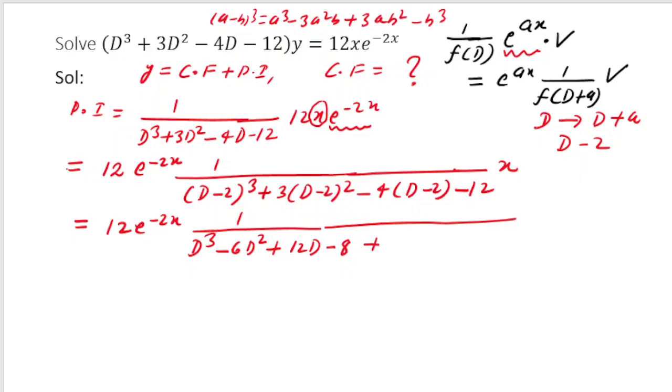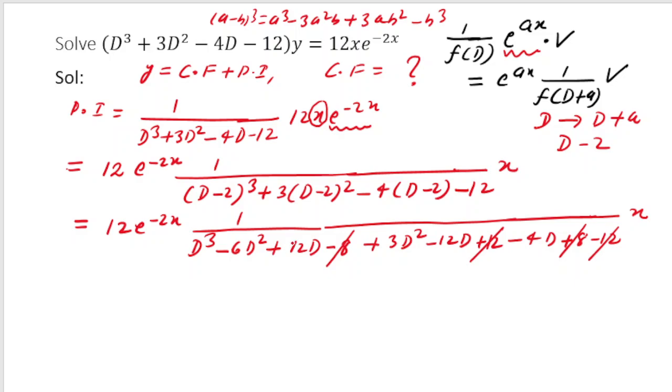Now if you look at the next term, (a minus b) whole square, it will give me D square into 3, so I will get 3D square, minus 2ab, so minus 4D into 3, so that is minus 12D, and plus b square, so 4 into 3 is 12. And then minus 4D plus 8 and minus 12, that we need to operate on x. Okay, so what are the terms that we are going to cancel? This is minus 8 here and this is plus 8 here, so cancelled. Here we have plus 12, here we have minus 12, so that is also cancelled.